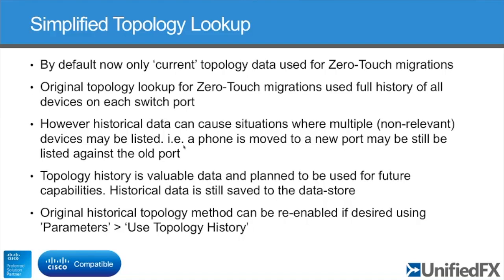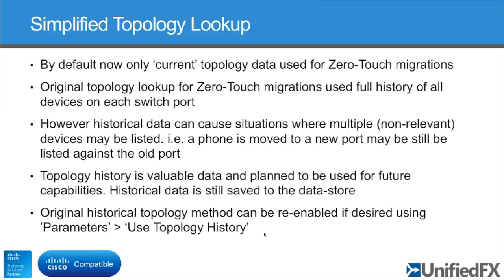However, we do value that historical data, so we still have it. And as I say there, it's still saved in the data store. We're still recording all the history there. And also, if you want to, you can still operate the same way. So if you want to go back to the original historical topology method, then you just go to the parameters page and tick use topology history in the new version.